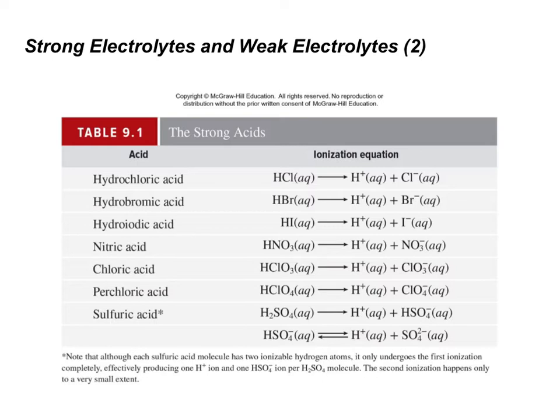Note that sulfuric acid has 2 ionizable hydrogen atoms, and only the first ionization occurs completely, i.e. it is a strong electrolyte. However, the conjugate base is only a weak electrolyte, therefore the second proton is only slightly available in solution.